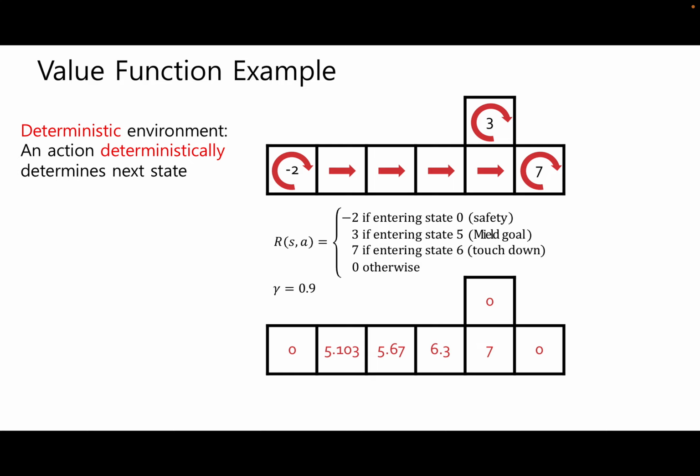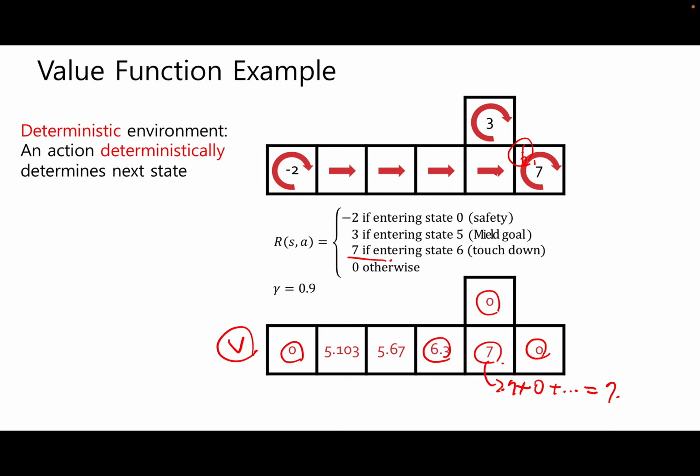And this one as well. We start with 0, 0, 0 for these cases, and then for this one, the predefined action is entering state 6, right? So it starts with 7 plus, and then once we enter state 6, the reward is 0, so the value function is 7.